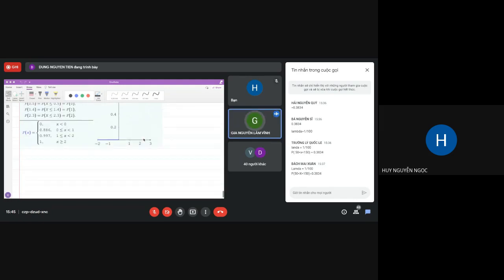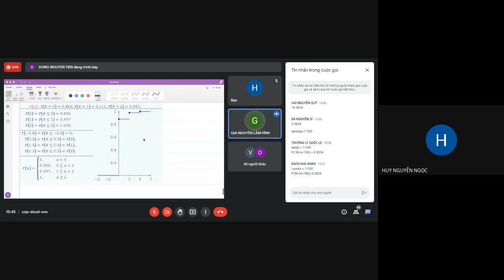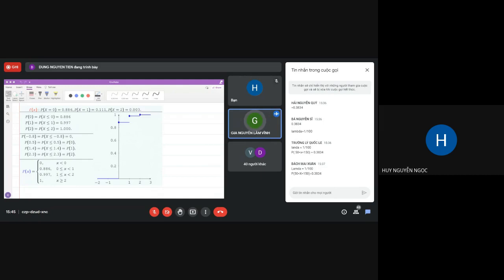Teacher, I have a question. I say that F(x) is equal to 0.997 when x is larger than 1 and smaller than 2. But on top right here we see that F(1), the probability that x is smaller than or equal to 1, is also 0.997. So I don't understand why those two have the same value.